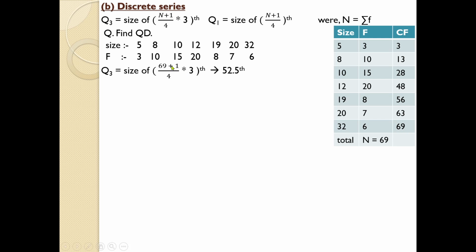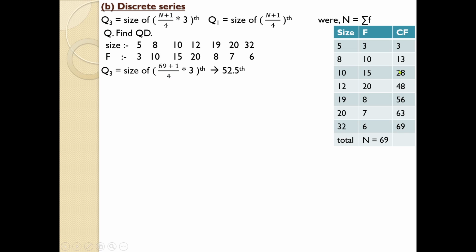Q3 is (N plus 1) by 4 into 3. N means capital N. Capital N means total of frequency, 69. Here the total is 69. The last value in the cumulative frequency column is 69. If these two numbers are the same, your computation was correct. (69 plus 1) divided by 4 into 3, you will get 52.5.